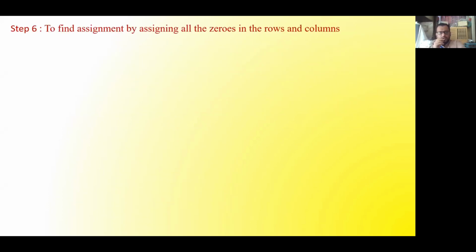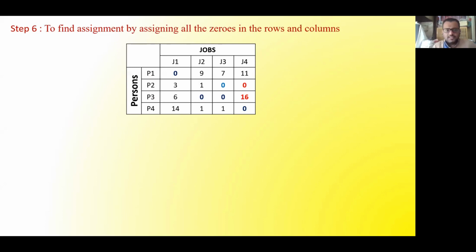And now we will do the assignment part. Okay, let us start with the assignment part. For assignment, first we target the row in which there is only a single zero. So here I can see that for P1 and J1, there is only a single zero available. As this is assigned, it cannot be assigned to any other person. In the second row there are 2 zeros, and in the third row there are 2 zeros. I will leave them as they are.